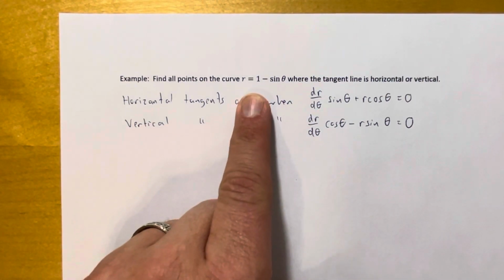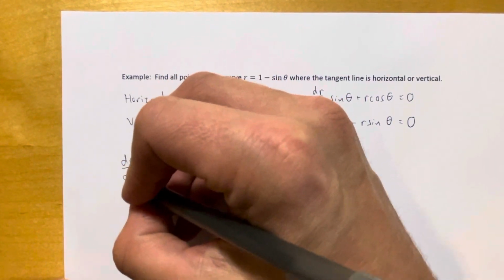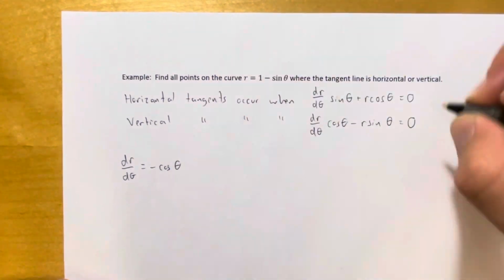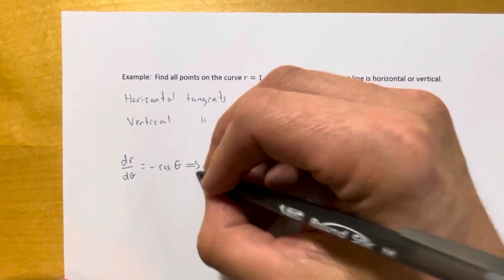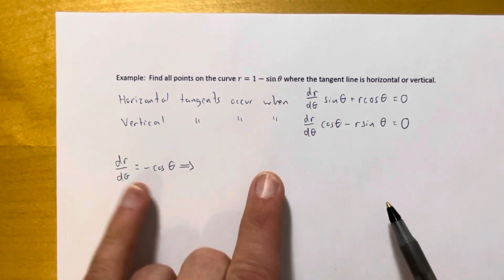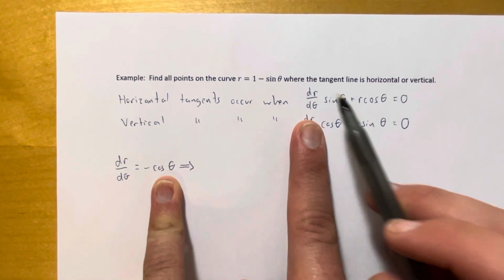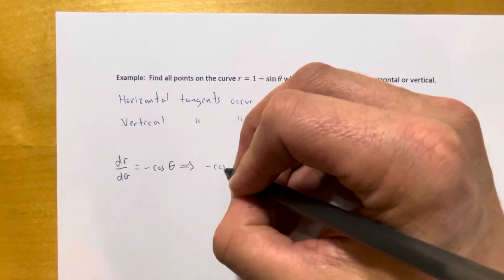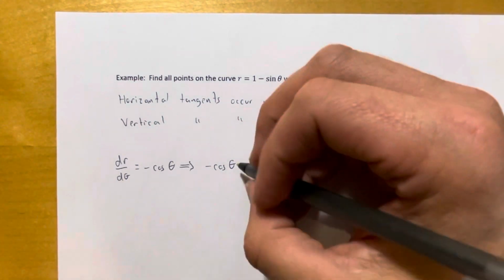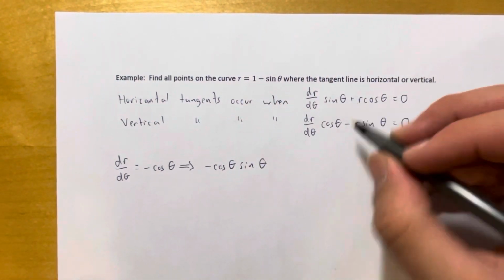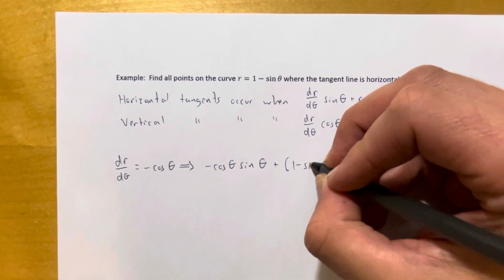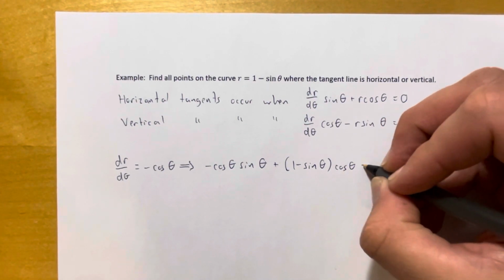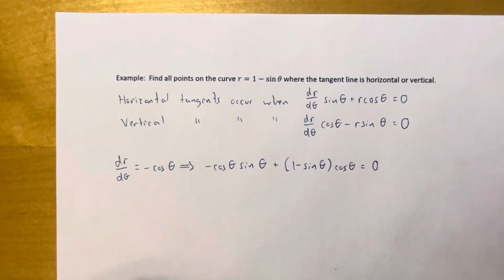Okay, so I'm going to start computing some ingredients. Let's get dr d theta. That would just be negative cosine of theta. Now here, if I plug this in for the dr d theta, and then that r I'm going to represent as 1 minus sine of theta, I'm going to have this negative cosine of theta, that's the dr d theta, times sine of theta, plus r, which is really 1 minus sine of theta, times cosine of theta, equals 0. I want to solve this, okay?